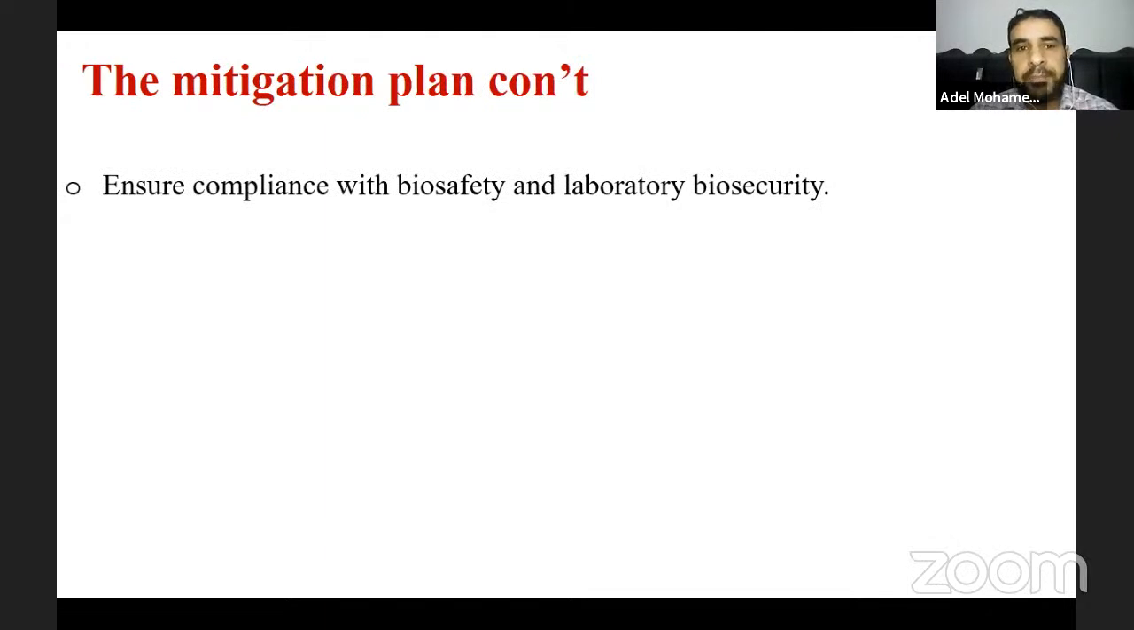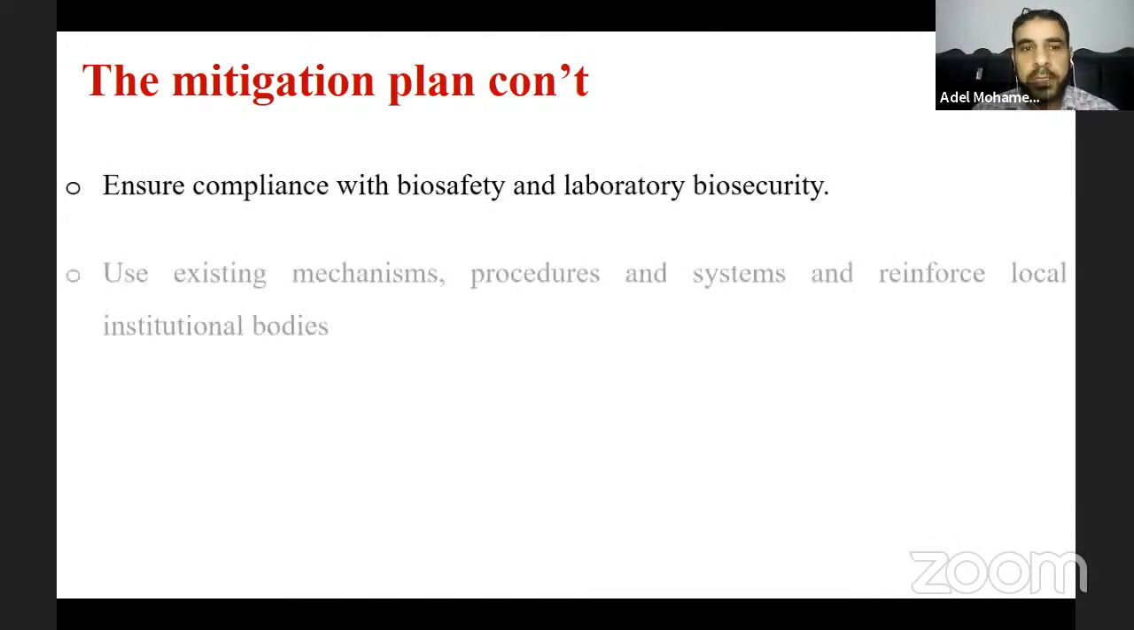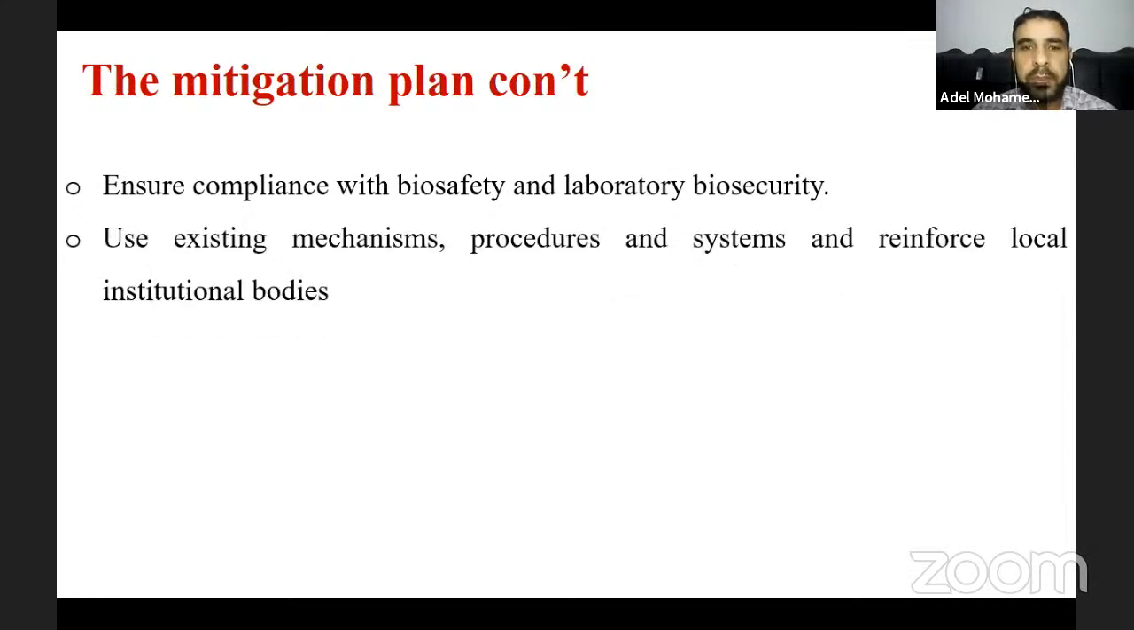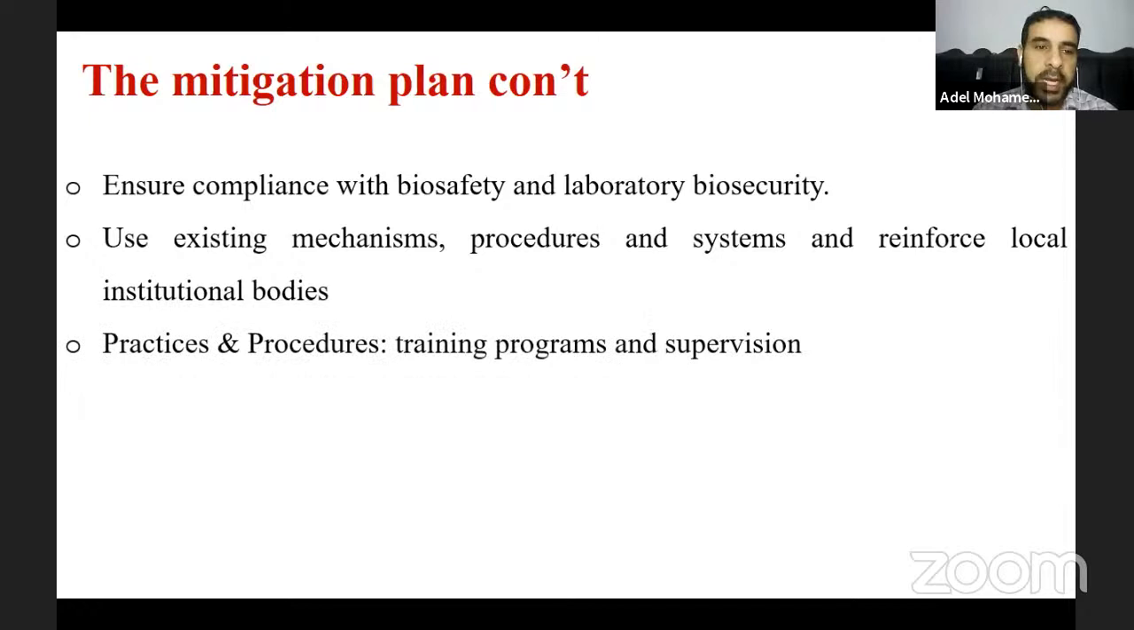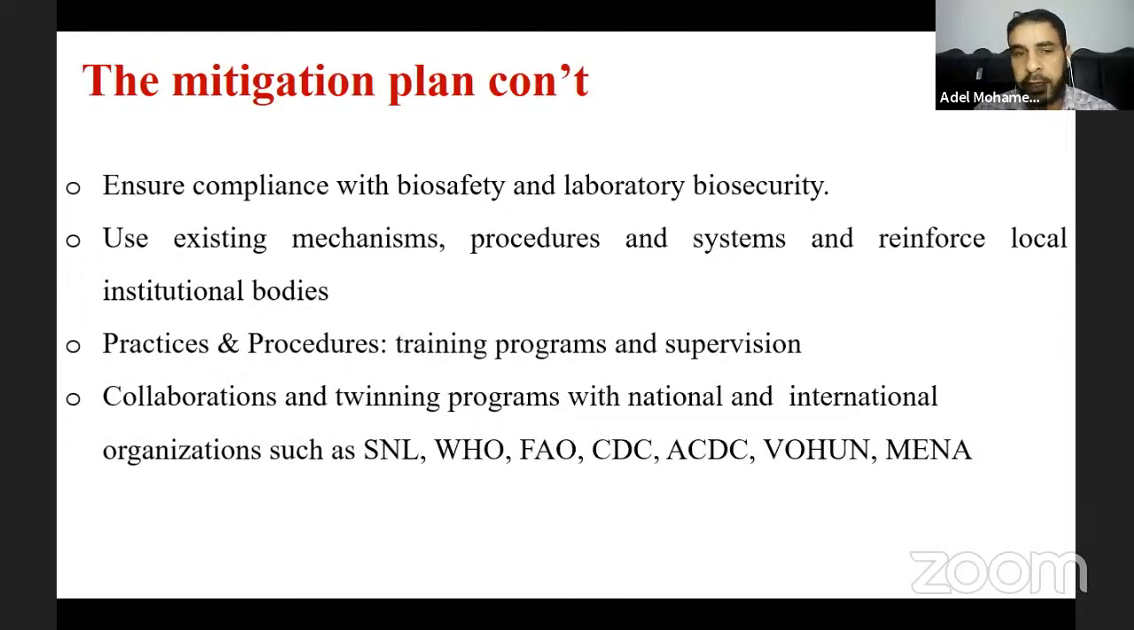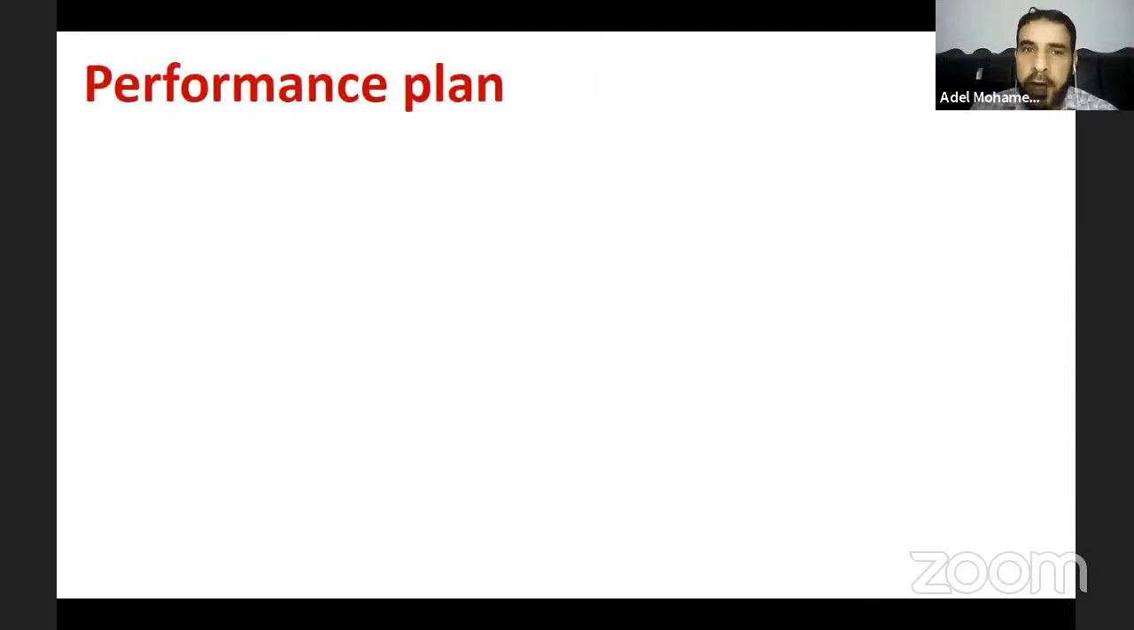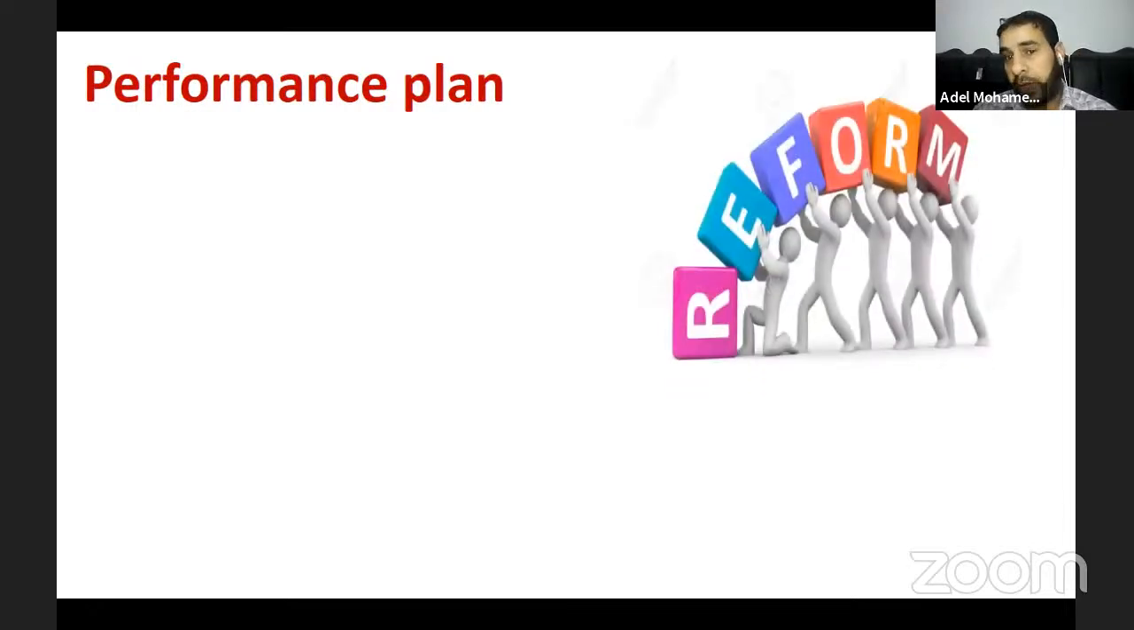Ensure compliance with biosafety and laboratory biosecurity using existing mechanisms to build procedures and systems and reinforce local institutional bodies, and also practices and procedures, training programs and supervision, collaboration and training programs with national and international organizations such as SNL, WHO, FAO, CDC, etc. The third pillar of the AMP model is the performance plan. So when we gauge our biorisk management level to the international level, or the national level, or the regional level, we found big steps we need to take in order to meet that level.